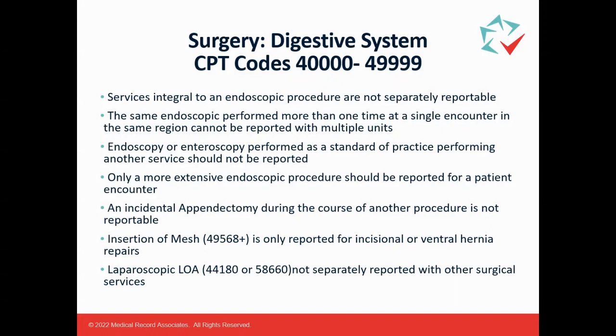An incidental appendectomy during the course of another procedure is not reportable. Again, your medical necessity has to say why you took that appendix out. If it's just incidental, it's included in whatever other procedure is being reported. Insertion of mesh, an add-on code indicated by the plus sign, code 49568, is only reported for incisional or ventral hernia repairs.